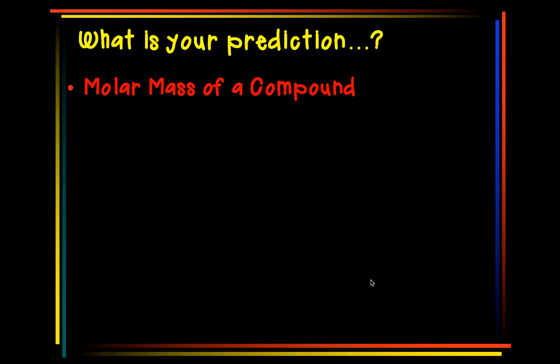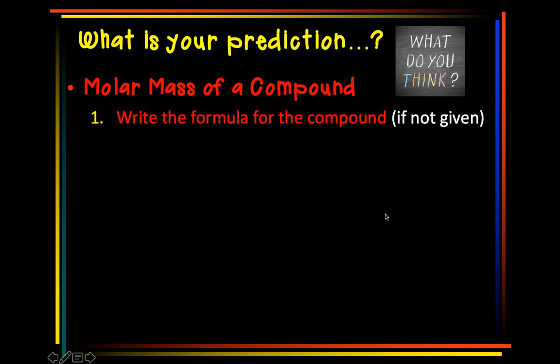All right, so then what would be your prediction to find the molar mass of a compound? Think about that for a little bit. If I find the molar mass of an element by looking at the periodic table atomic mass, what do you think we do for the molar mass of a compound? Well, a compound is just elements connected to each other. So maybe you start with the formula.